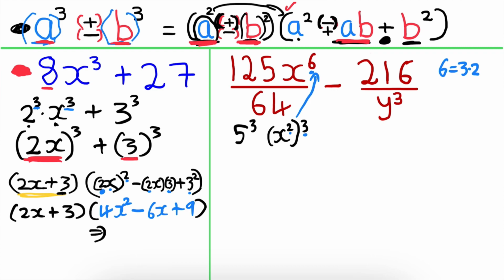That's the system, right? Then I'm going to say all over what? 64. 64 is the same as what, guys? It's the same as 4 to the exponent 3, right? Then I will say minus what?